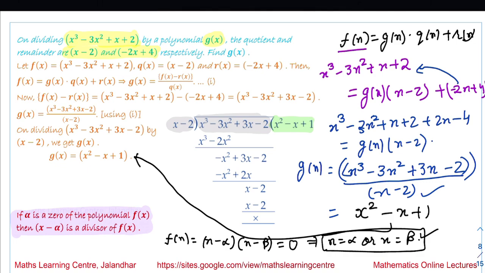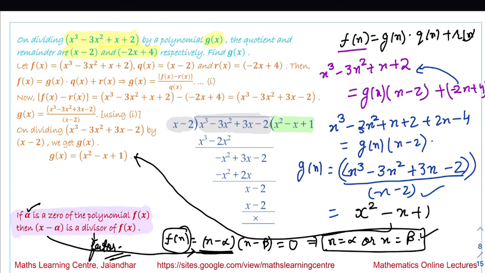Now we are talking about the opposite part over here. We are saying if alpha is a 0 of the polynomial, then x minus alpha is a divisor of fx. It means that x minus alpha, you can say it is a divisor of fx, or you can say it is a factor of fx, you can also say. So based upon this, we are having our next question.